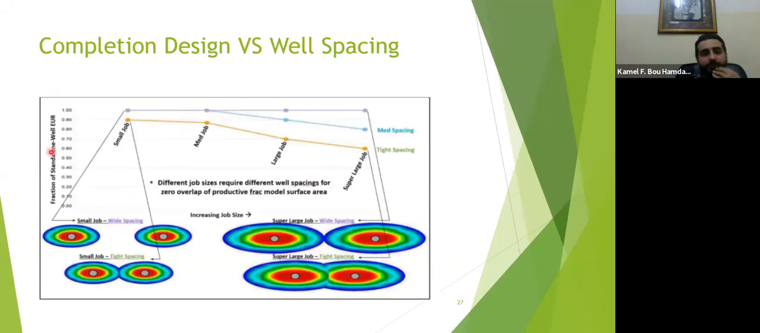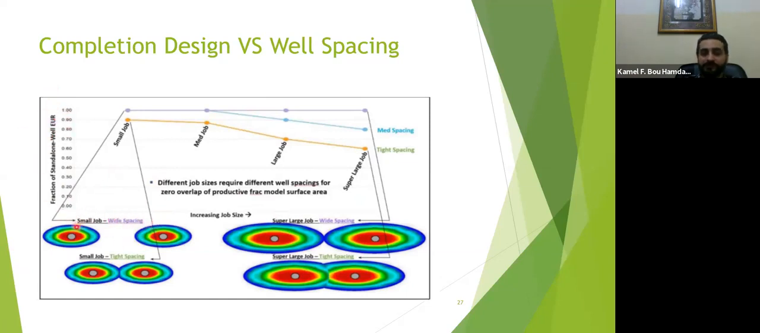So okay, here we have an image. The first one on the left, we have small jobs, or let's say small completion designs. You can say that we have lower amounts of proppants, lower amounts of fracturing fluids, and a lower number of clusters. So that's basically the small job. When we talk about the super large job, here we mean that we have many stages, many clusters, proppants, and so on. So how does this affect our estimated ultimate recovery?